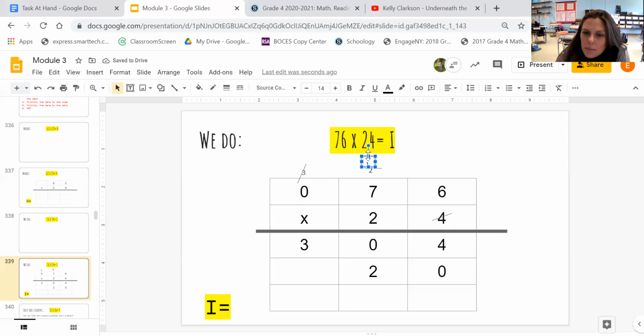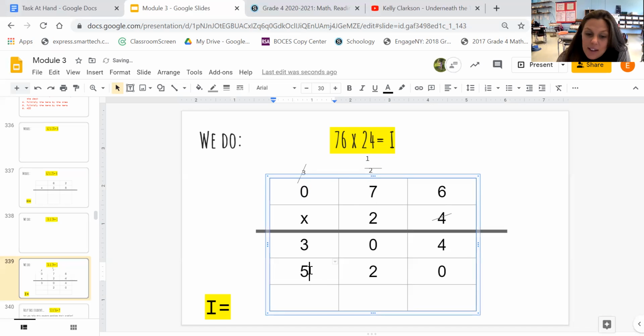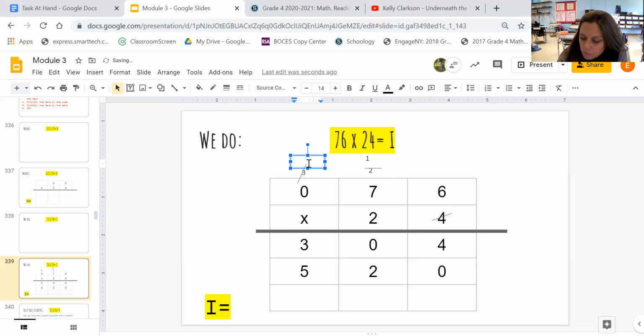Now we can go ahead and multiply our tens by our tens. So 2 times 7 is 14, plus 1 is 15. Can't fit that, so I need to regroup. And 2 times 0 is 0, plus 1 is 1. So over here I have my 1.